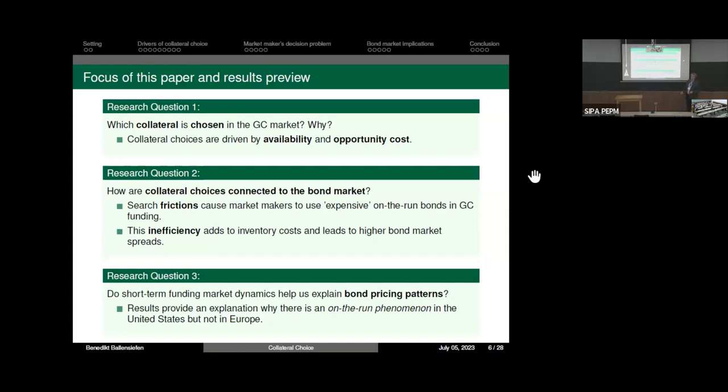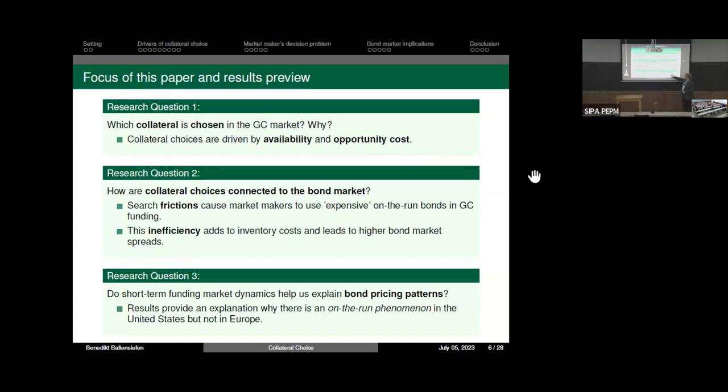The second part is a traditional microstructure model that tries to link short-term funding choices to what we are observing in the long-term market. The idea is that if there are certain restrictions in short-term money markets, this creates inefficient collateral choices on the borrower's side. He faces additional costs that he's going to internalize, and he does so by charging higher transaction costs in the underlying bond market. That's kind of a limitation in short-term markets.